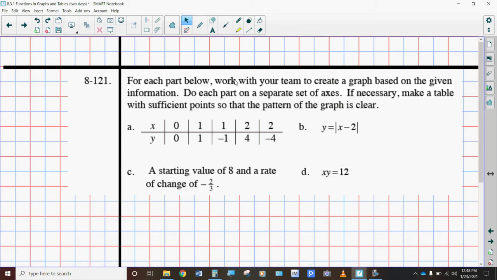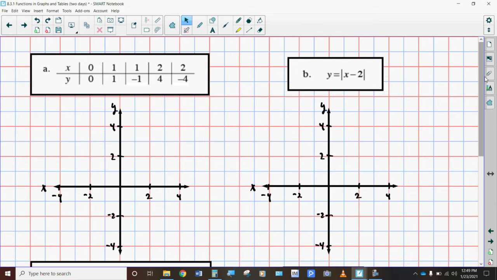Right, so for each part below, work with your team. You're working at home watching this, so you are not going to be able to work with your team. You're going to work on your own and create a graph based on the given information. Each part on a separate set of axes. Don't try and do them all in the same one. That's just going to make a huge mess, okay? So you're going to have to take some time and use your graphing paper again.